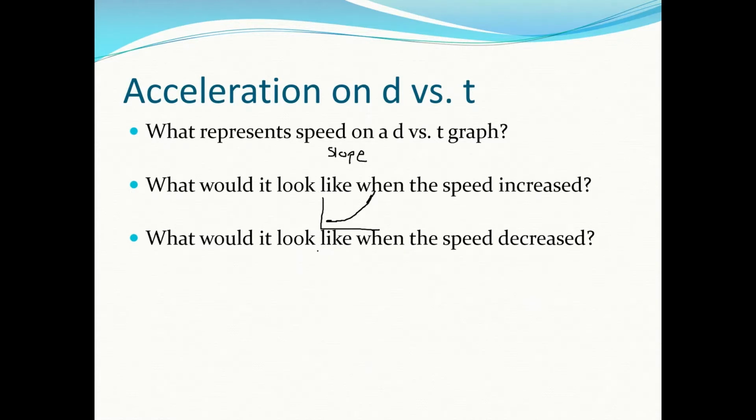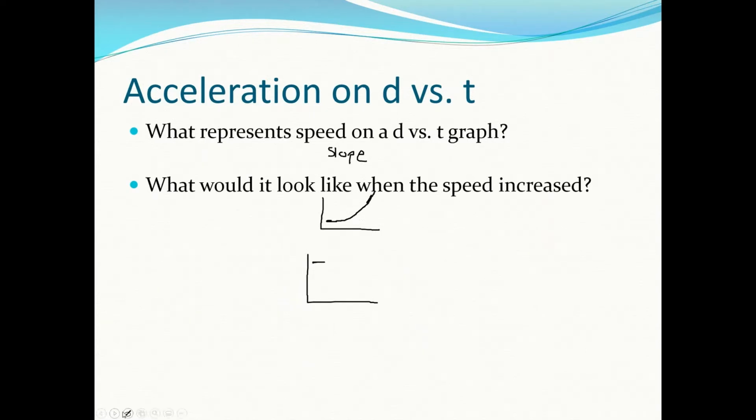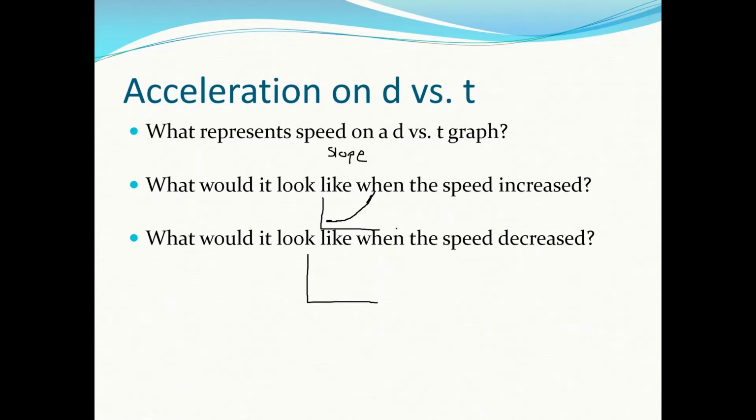Right? What would it look like if I decrease my speed? Well, I'm not going to start off with a flat line. I'm going to start off going fast. Let's try this again. If my speed decreased, I'm going to have a super steep line right here, and then I'm going to go to a shallow line or a flat line. So it's going to curve like that, and it's going to slow down. So this is flat to steep, and this is steep to flat. And this is both if I'm going forwards.